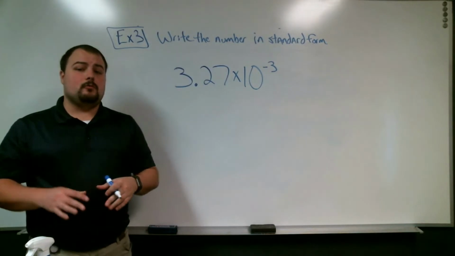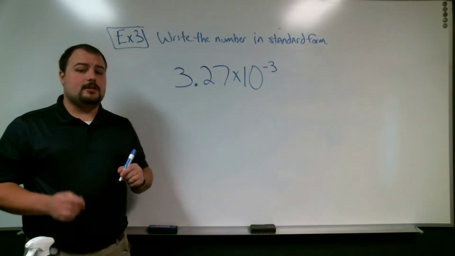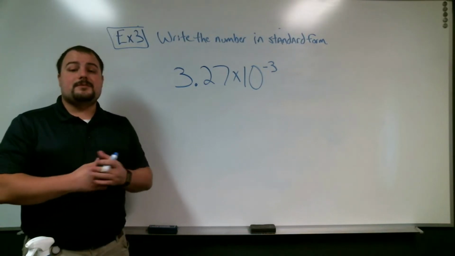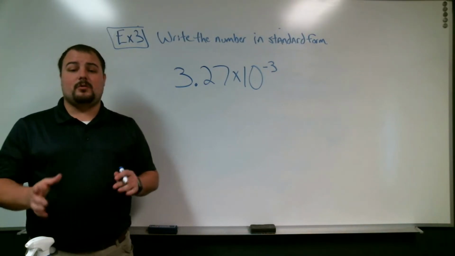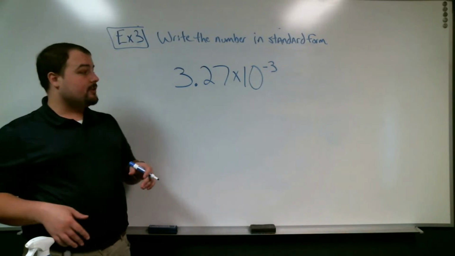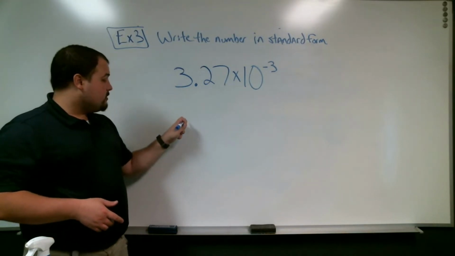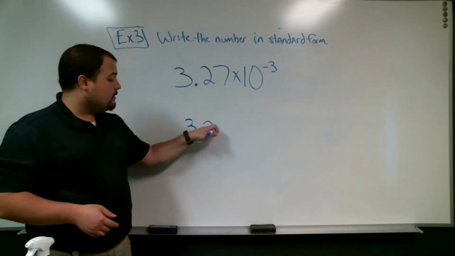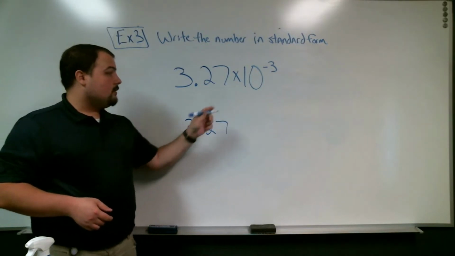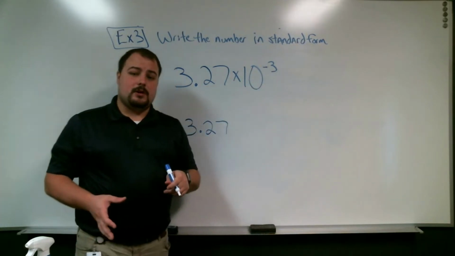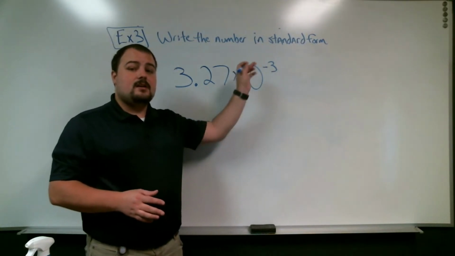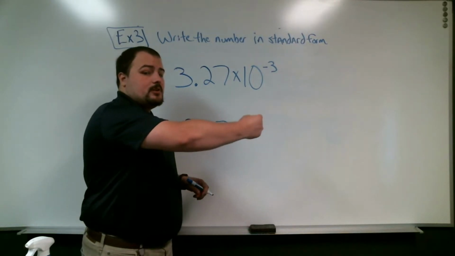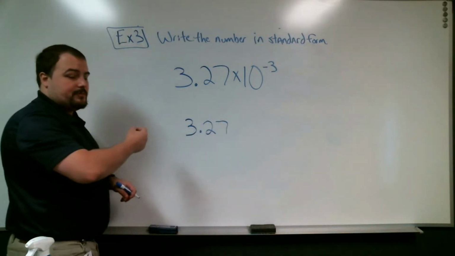In this problem, we're going to take this scientific notation number and we're going to write it as its decimal expansion. So we have 3.27. So again, we're going to start by writing that decimal, 3.27. Go back and look at your exponent in this one. This one says times 10 to the negative 3rd power. Since that's a negative number, we're not moving the decimal to the right. We're actually going to move the decimal to the left.